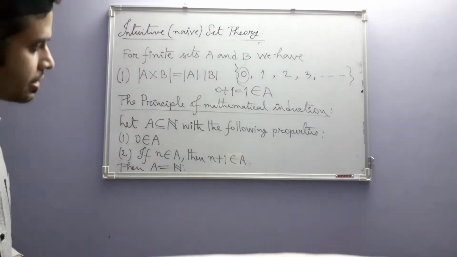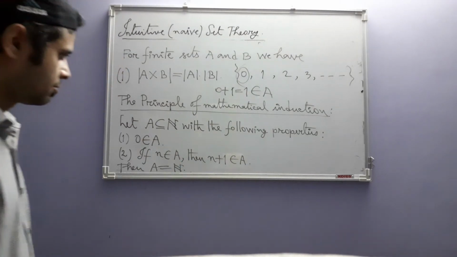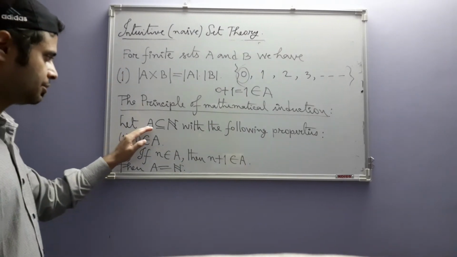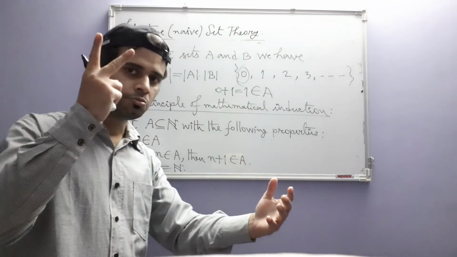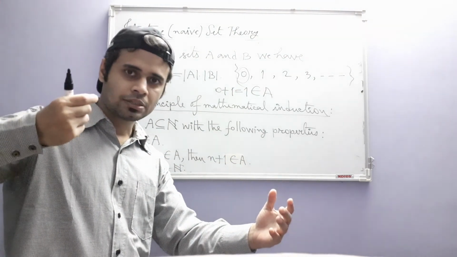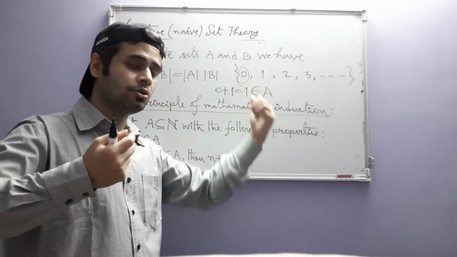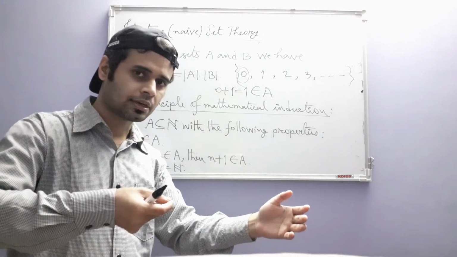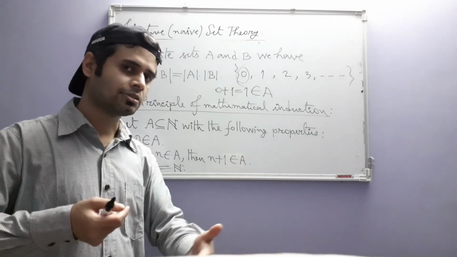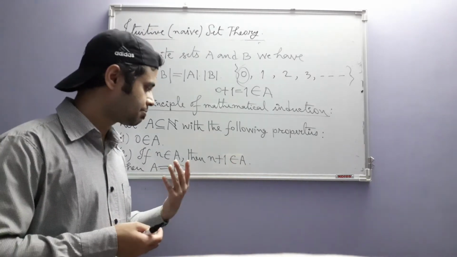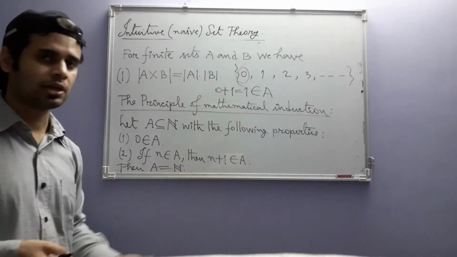Okay, so let us start the proof. So I hope you understand the principle. You take a subset of natural numbers which satisfies two properties. The first, the element 0 is there in that subset, and whenever something is there, then the next one is also there. Then that subset must be the whole set of natural numbers.